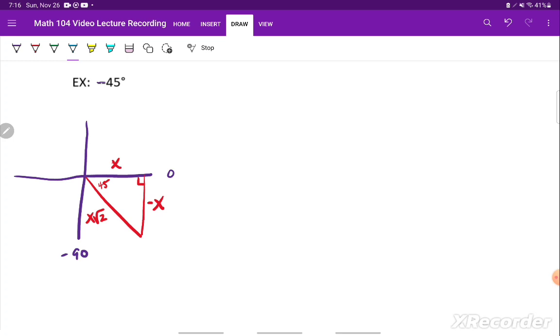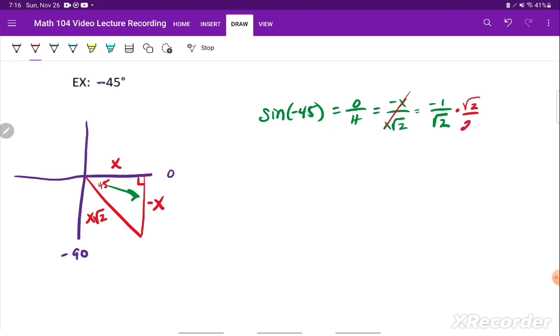And now we use our definitions. Sine of negative 45 degrees, that's opposite over hypotenuse. So here's our opposite side, negative x over x square root of 2. X's cancel, leaving us with negative 1 over the square root of 2, which we will rationalize. Square root of 2 over square root of 2. We get negative square root of 2 over 2.